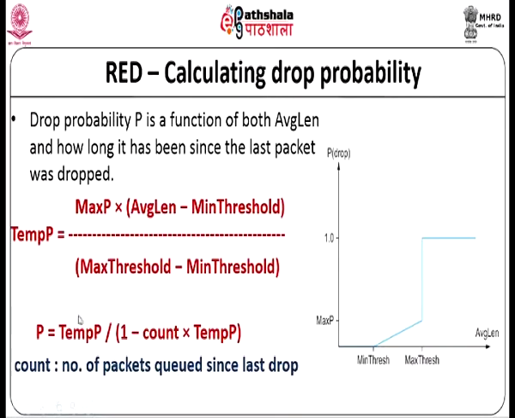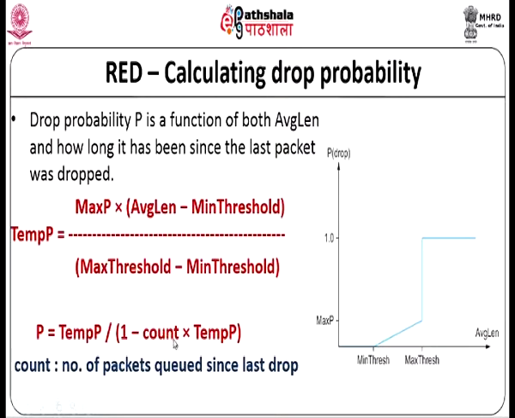But if your drop probability was only dependent on the average length and the minimum and maximum thresholds, it is possible that you will get a higher number of drops, and these drops would take place close to each other. So we want to space out the drops. To do that, we include a factor which says the number of packets which are queued since the last drop. Once you do this, you can see what happens with respect to this formula.